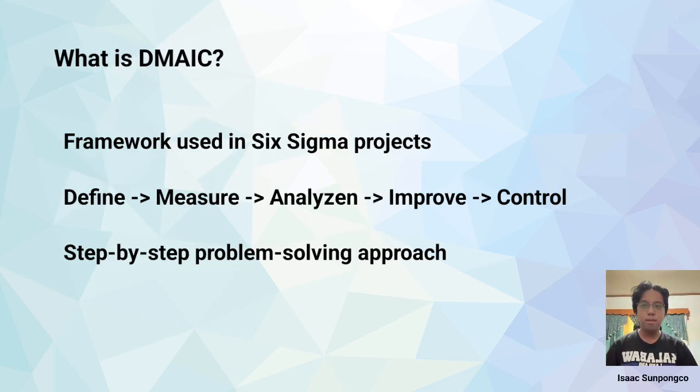So what is DMAIC? DMAIC is the problem-solving framework used in Six Sigma projects. It stands for Define, Measure, Analyze, Improve, and Control. It gives teams a step-by-step method to fix problems effectively.